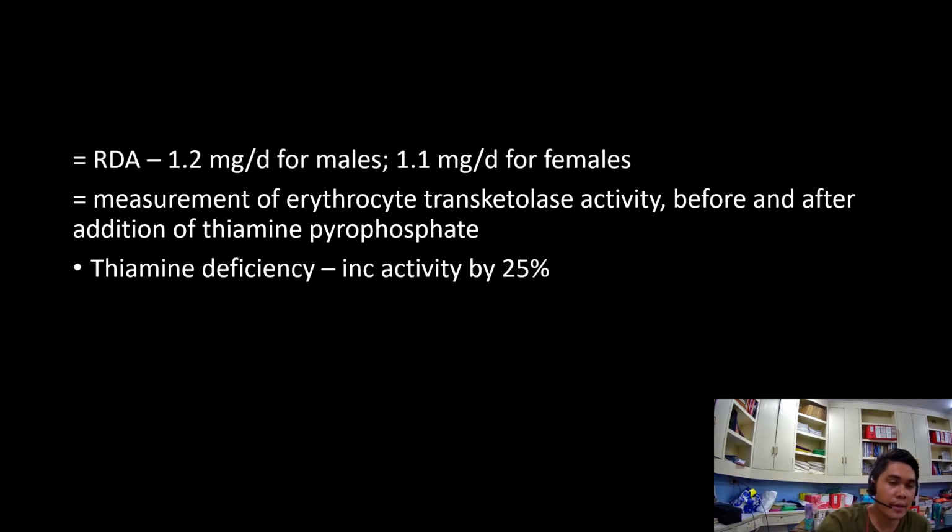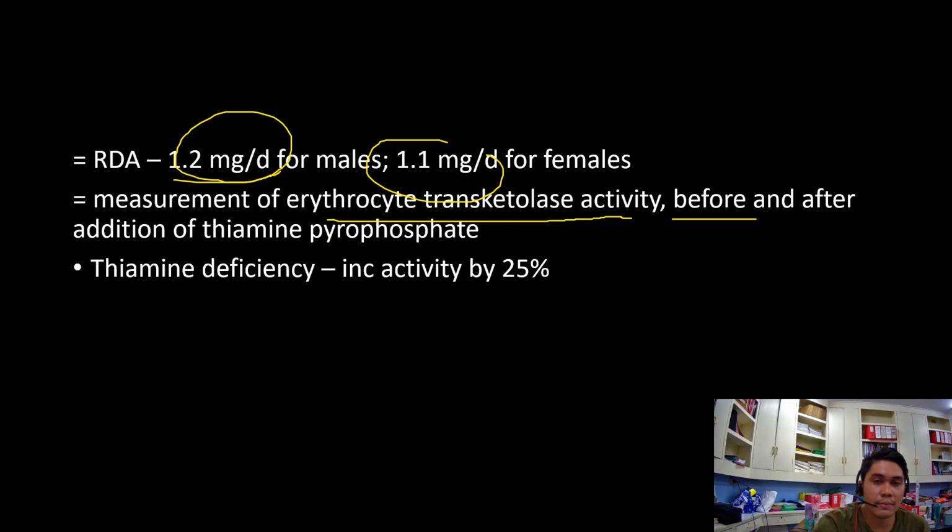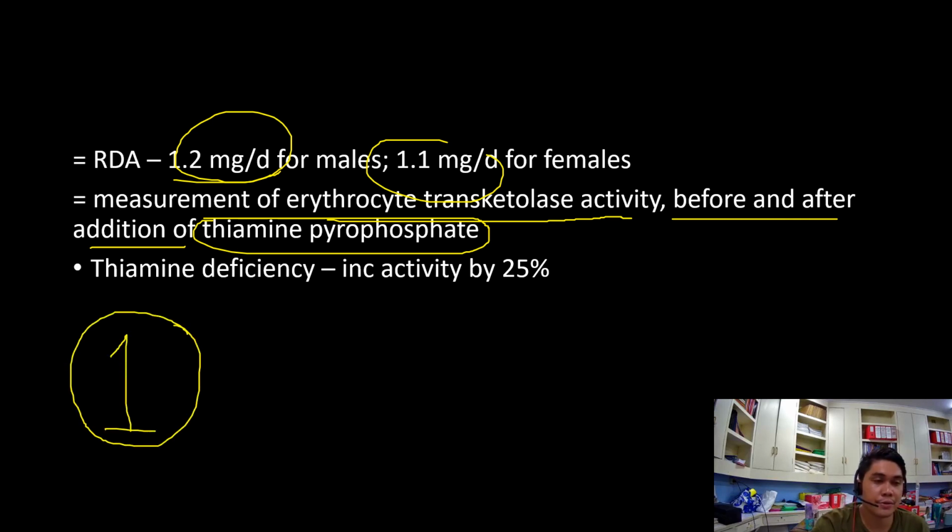So RDA for B1 is 1.2 for males, 1.1 for females. So measurement of erythrocyte transketolase activity before and after addition of thiamine pyrophosphate. So after patient specimen collection, next is you measure the thiamine concentration. So that's the first measurement.